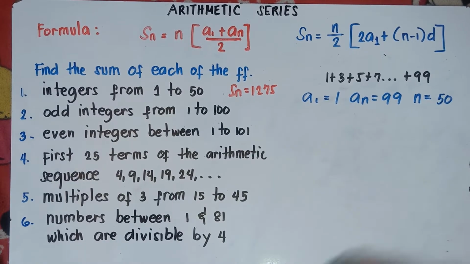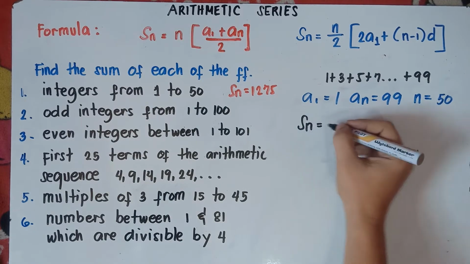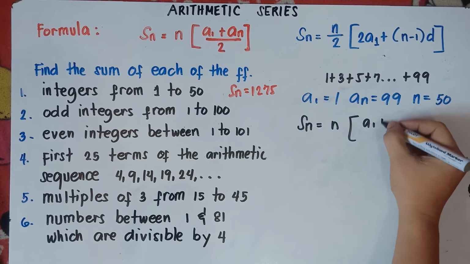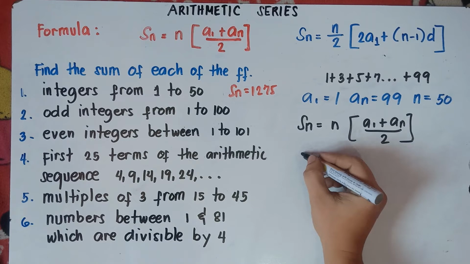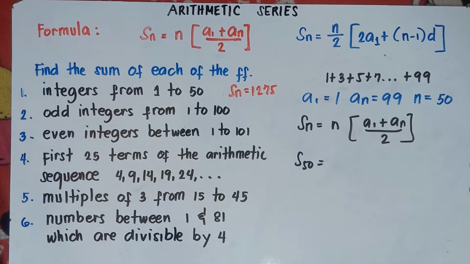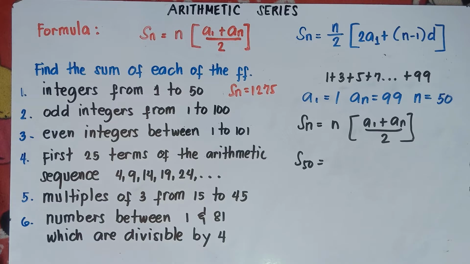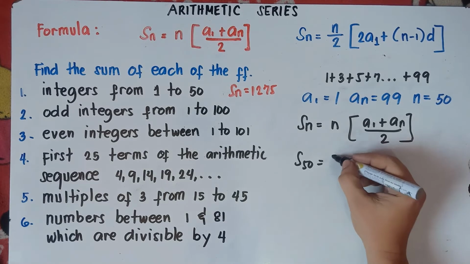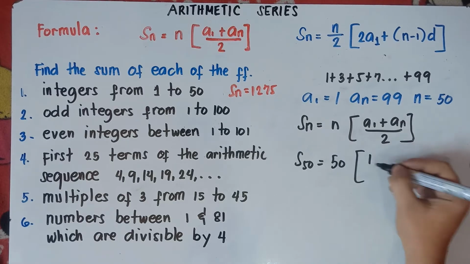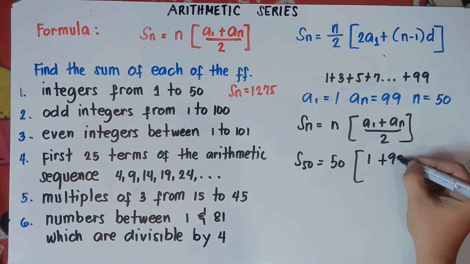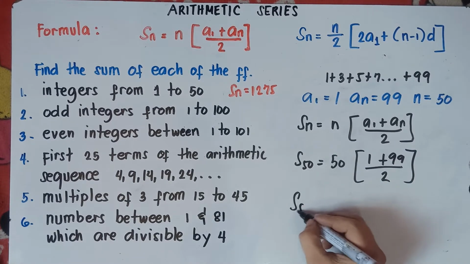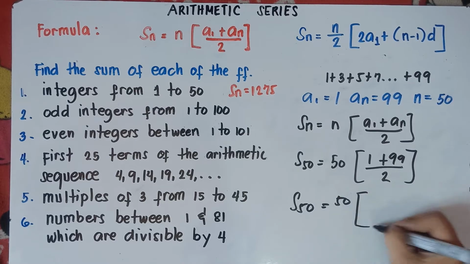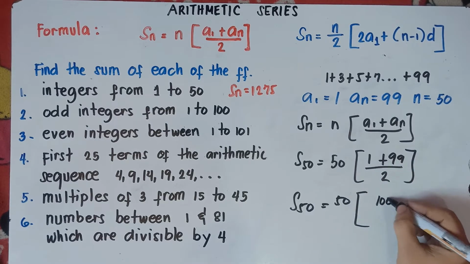Alright, so we can use this formula. S sub n equals n times the quantity first term plus the last term, divided by 2. So S sub 50, the sum of the first 50 odd integers from 1 to 100, so n is 50, times the first term, which is 1, plus the last term, which is 99, and then divided by 2. Alright, so S sub 50 equals 50 times 1 plus 99, that's 100, divided by 2.